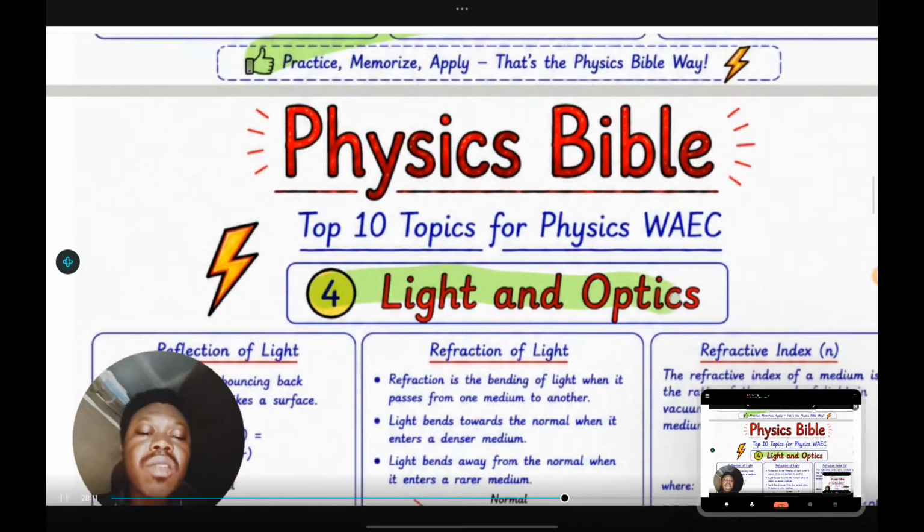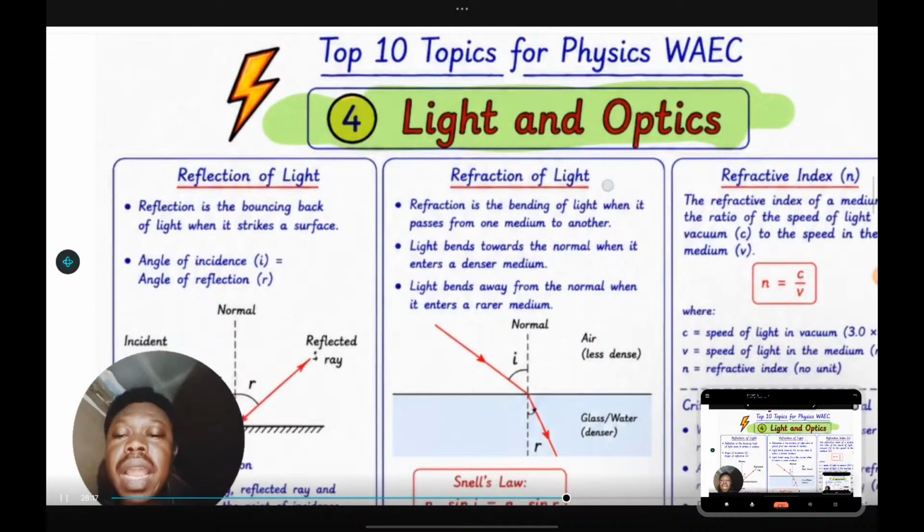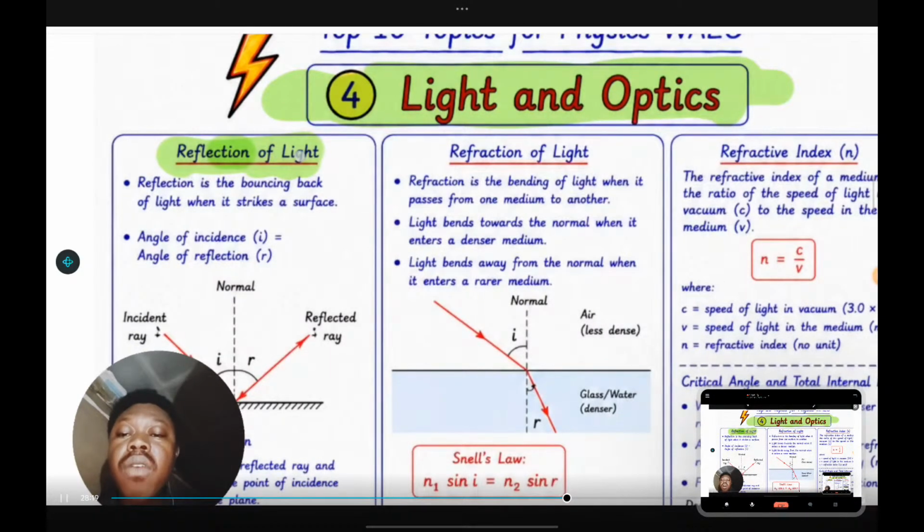I have light and optics. Very important. Practicals, yes. Section B, yes. OBJ, yes. Under light, we have what we call reflection of light. Reflection is a bouncing back of light when it strikes a surface.